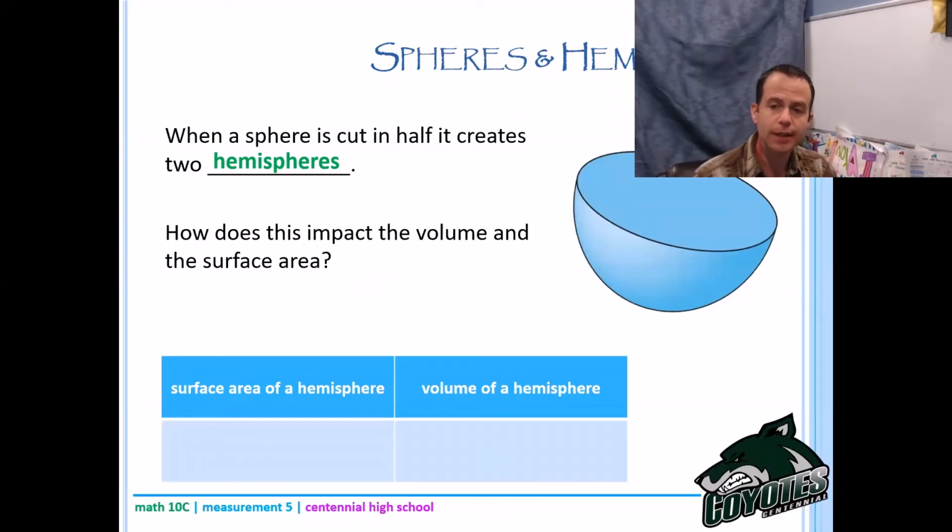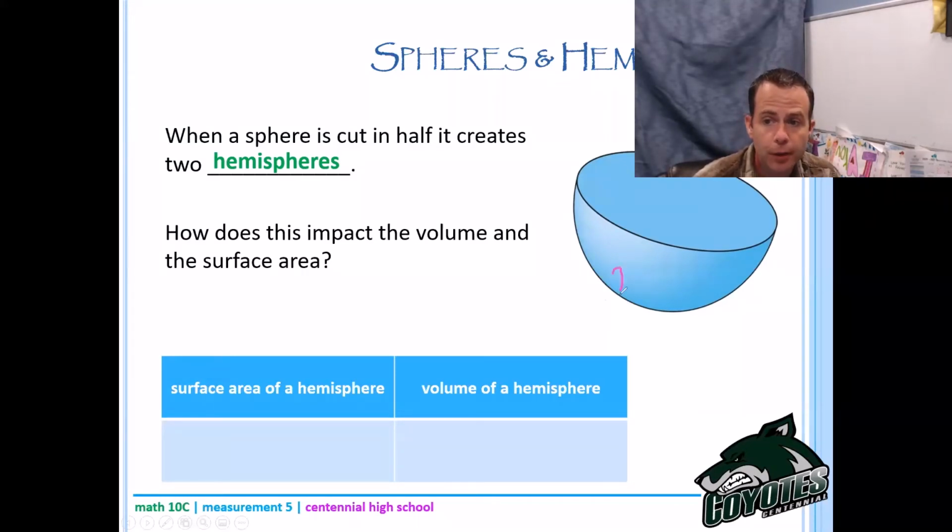Now, here's the thing about the surface area. Remember that we said the surface area of the whole sphere was 4 pi r squared, okay? So one might say, okay, I'm going to cut that in half and that'll give me 2 pi r squared. And you're right to one extent, but here's where you have to be careful, okay?